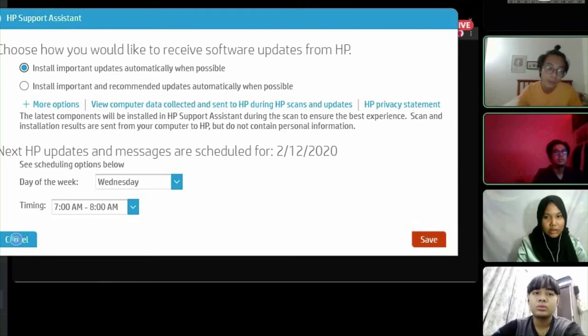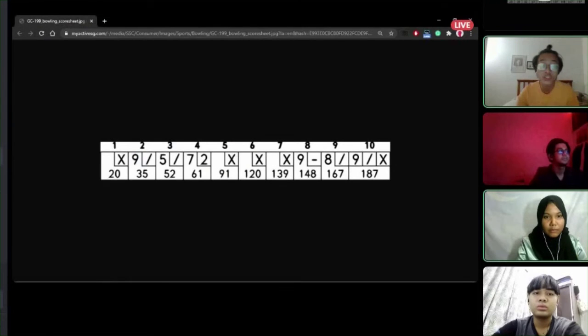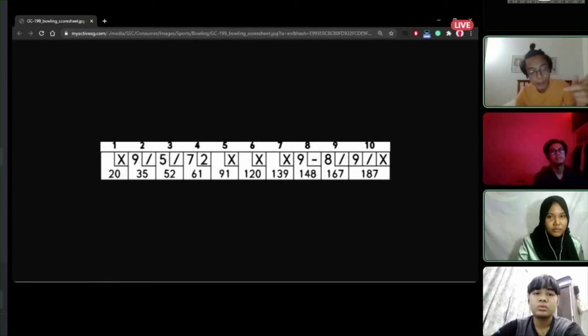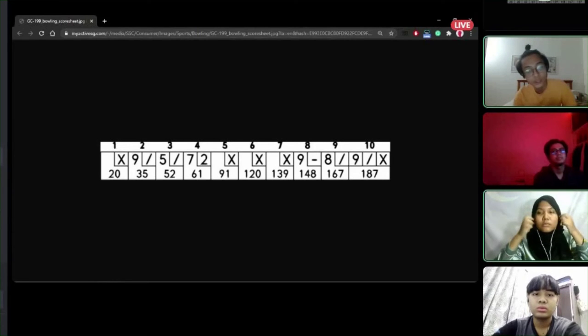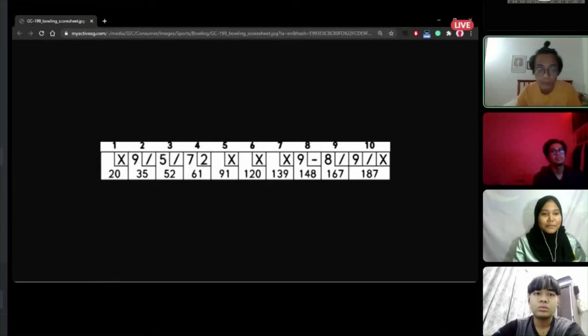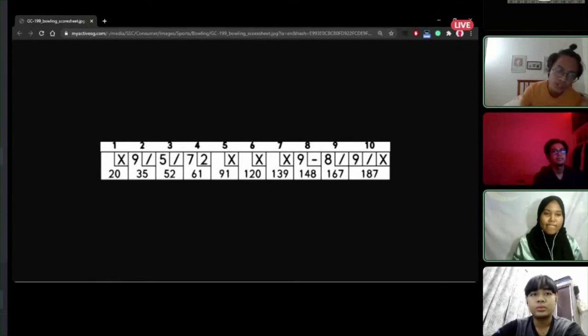Bowlers use a score sheet that is organized to clearly display the score, each frame, and each ball. As we can see here, by convention, they use an X to represent a strike and a slash to represent a spare. Okay, with my explanation, can you guys talk about the case study of the bowling scoring system?